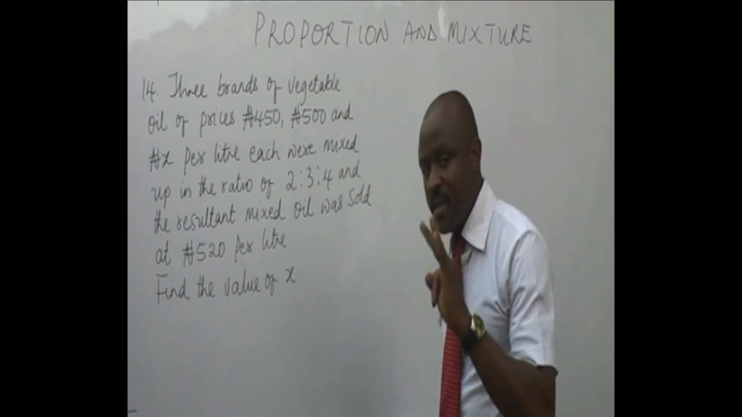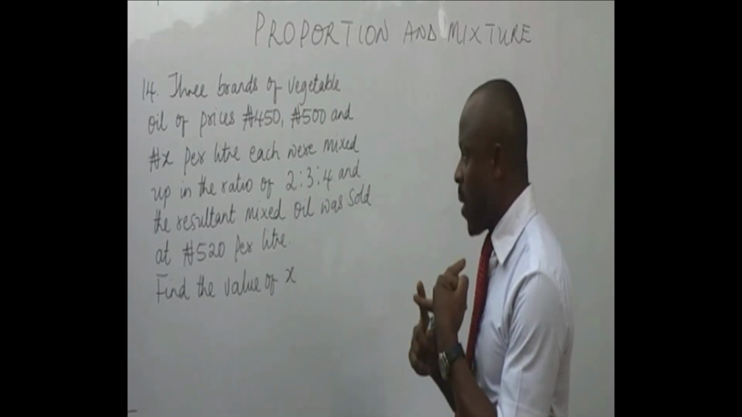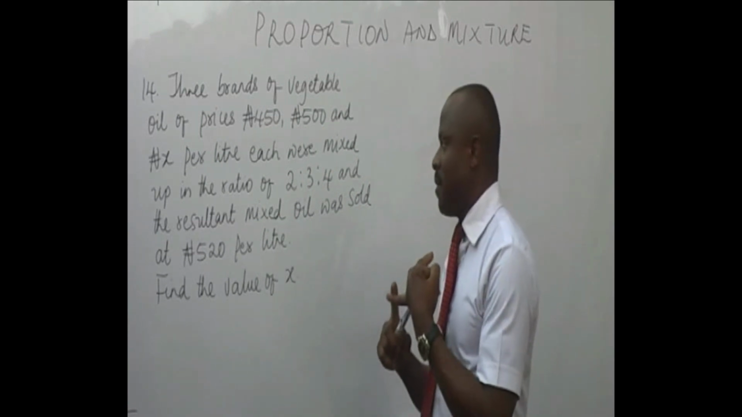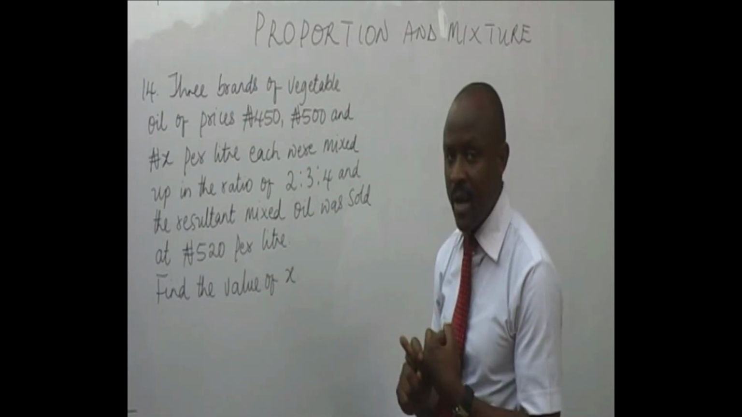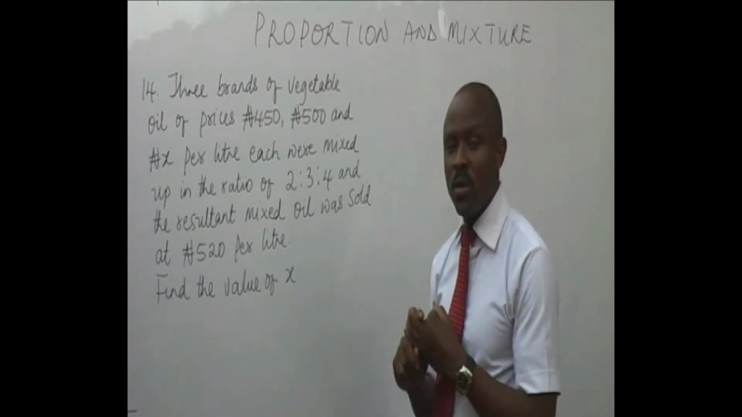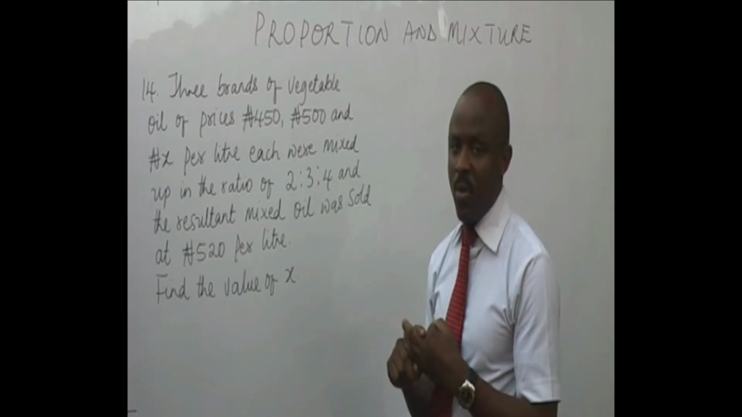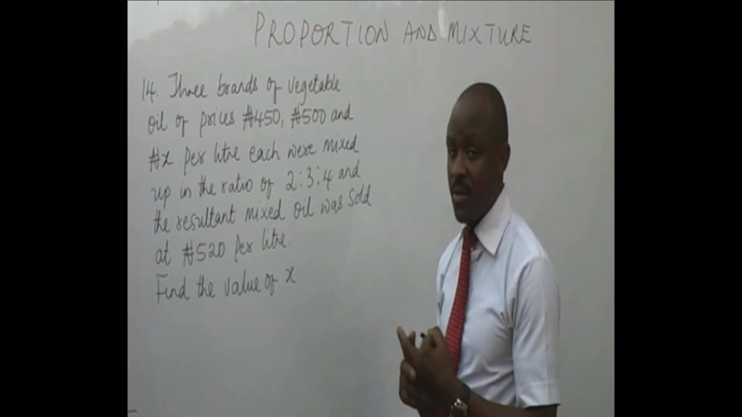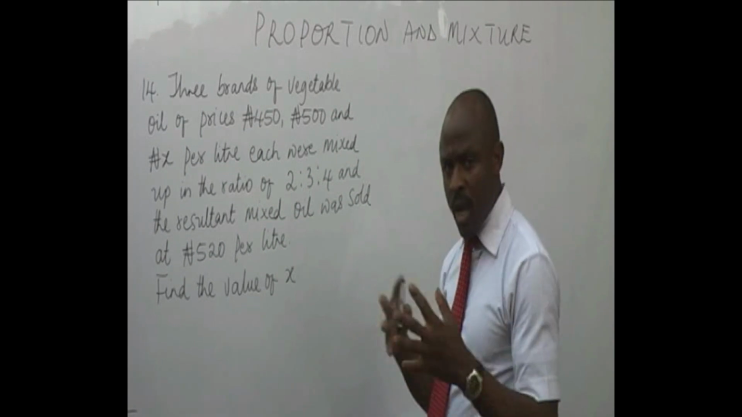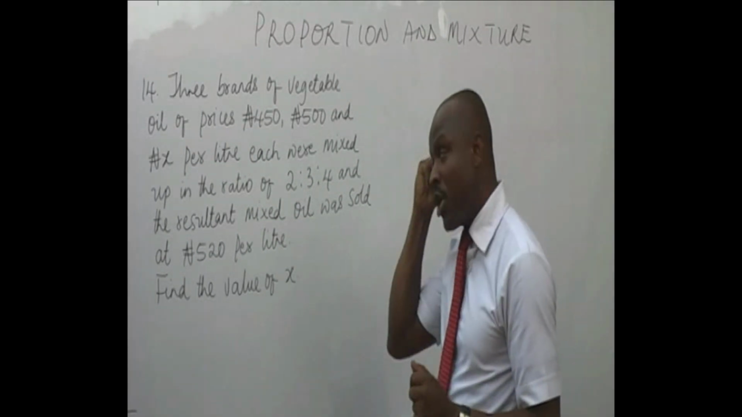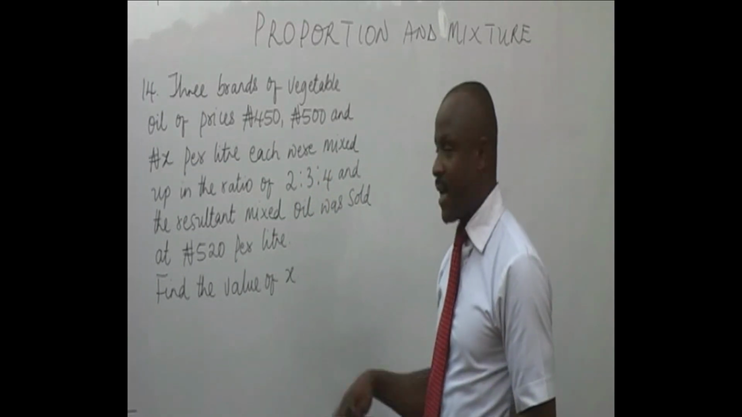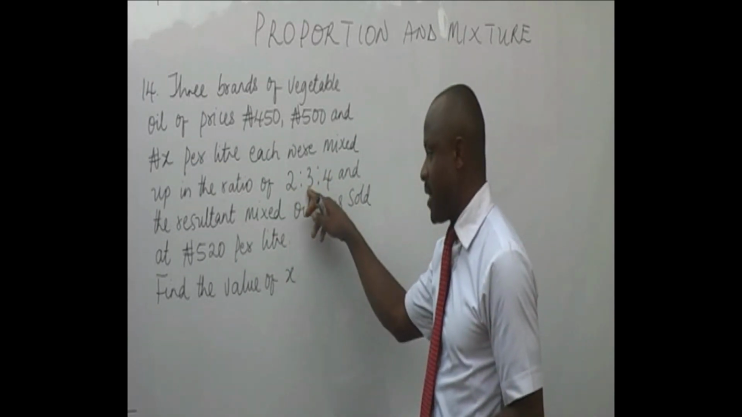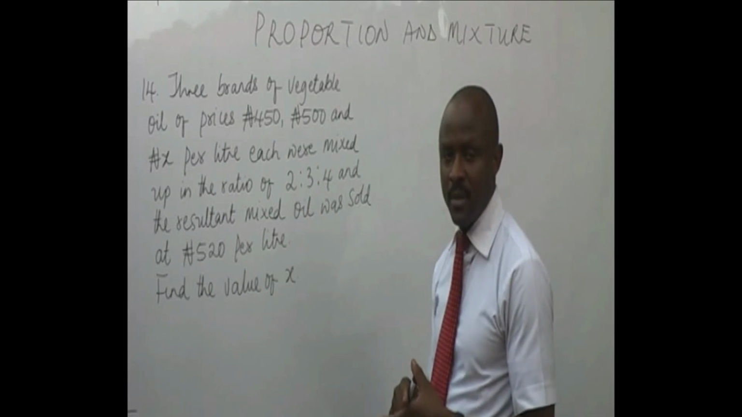3 brands of vegetable oil. The first one, 1 liter is 450 naira. The second one, 1 liter is 500 naira. The third one, we don't know the amount for 1 liter. That was why they used X to represent it. They were mixed together in the ratio of 2:3:4. It's just like 2 liters is to 3 liters is to 4 liters.